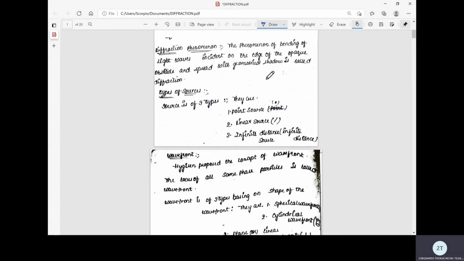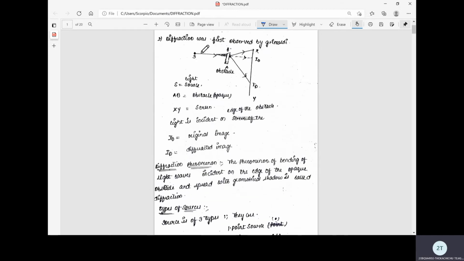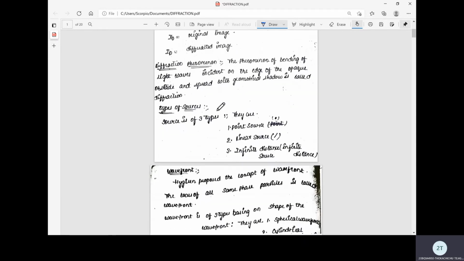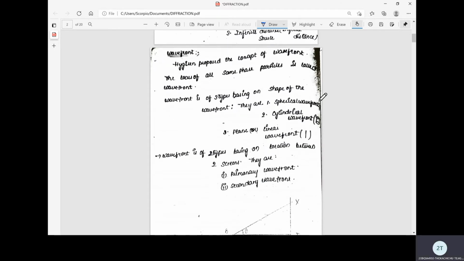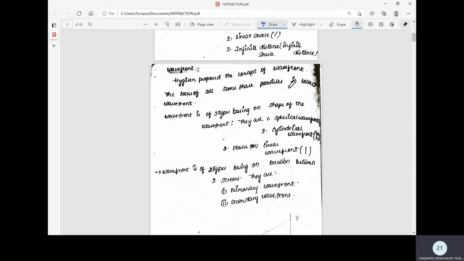So now coming to the types of sources, that is the types of light sources like we have taken in this example. The light source in this example is the point source type, and the other types of light sources are linear source, that is those sources which are represented like a line or line segment. And the third type is infinite distance source, that is the light source which is kept at a very large, infinite distance. Now, as we talk about light, then we come to the topic of waves.